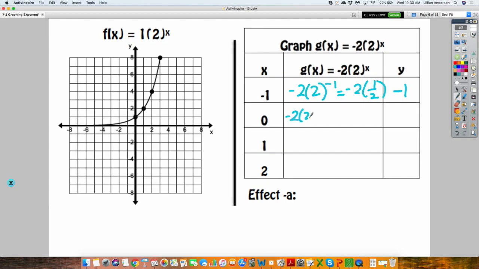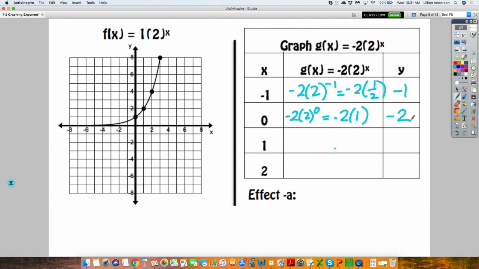Side by side. Yep, side by side. What's 2 to the 0 power? 1. What's -2 times 1? All I'm doing is plugging in the X coordinates and doing order of operations to get my corresponding Y's.